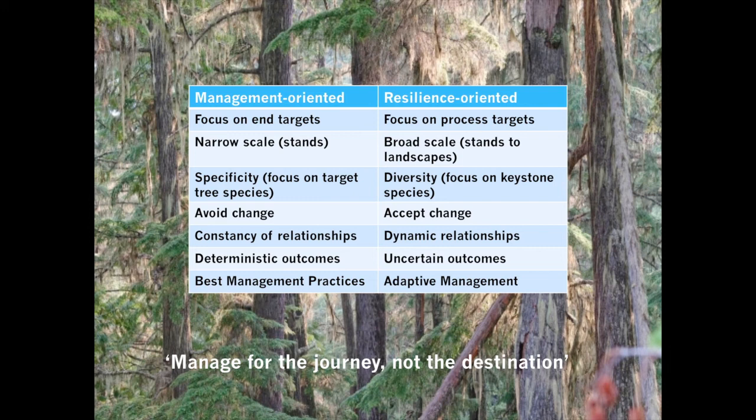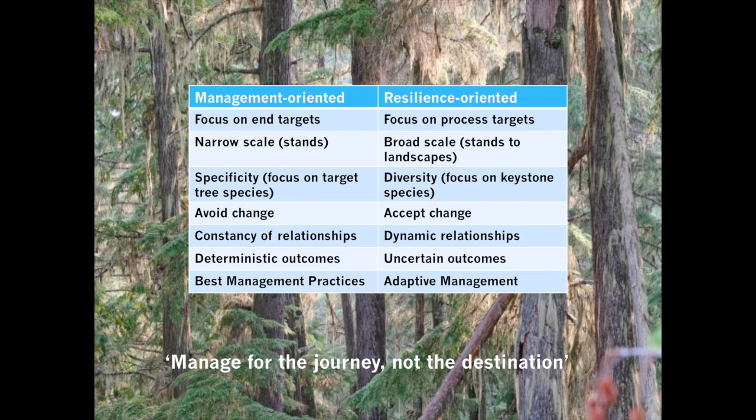You have to accept that change will occur. The relationships are dynamic. They don't occur at a prescribed rate. Sometimes disturbance is necessary to move change along, whether it's natural or human. There are uncertain outcomes, and the approach should be much more around adaptive management.